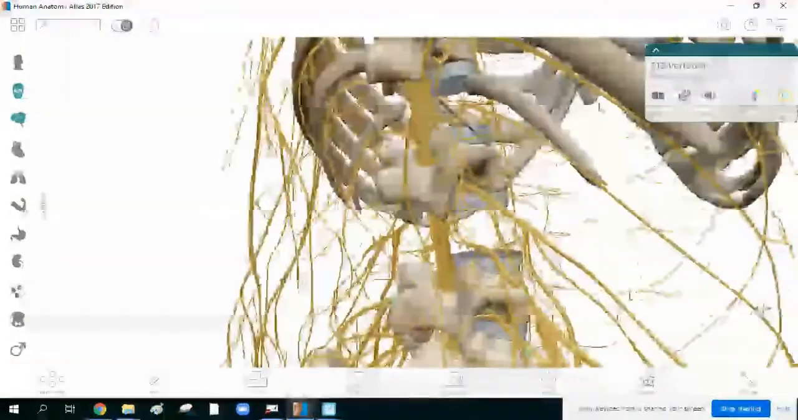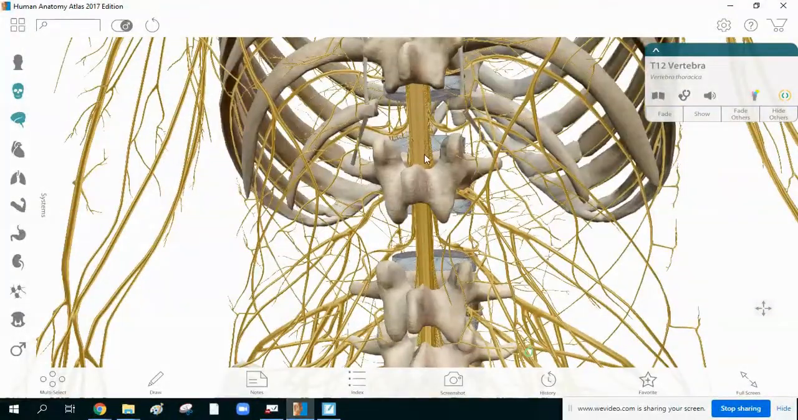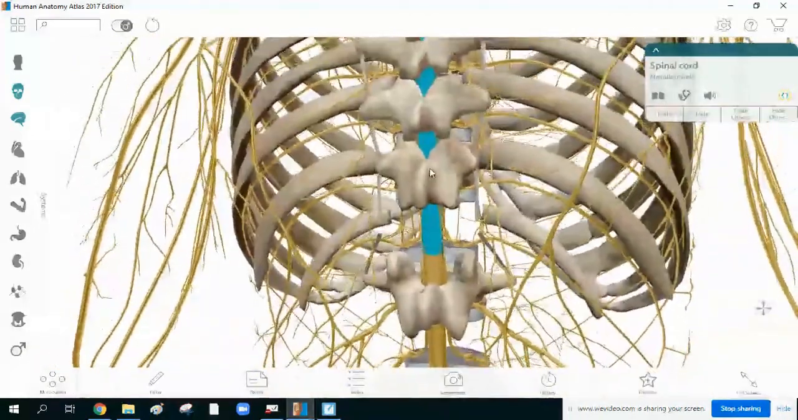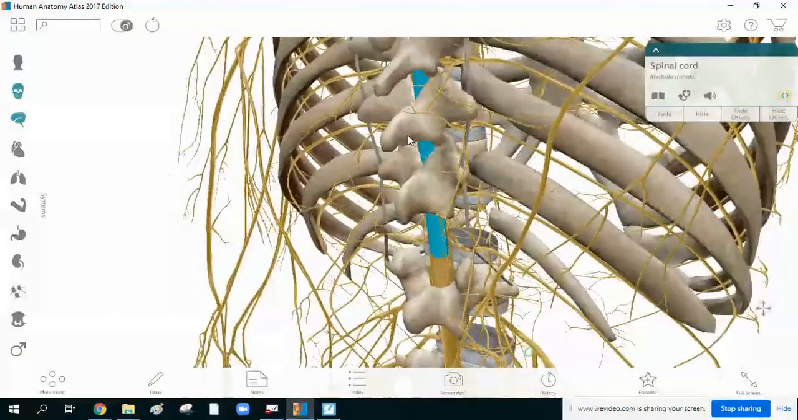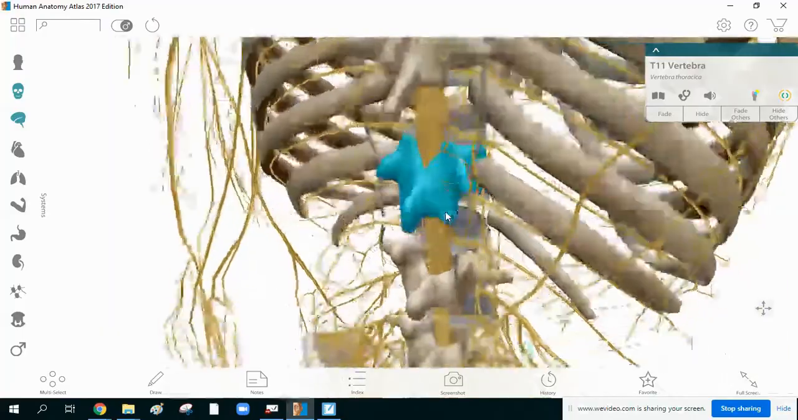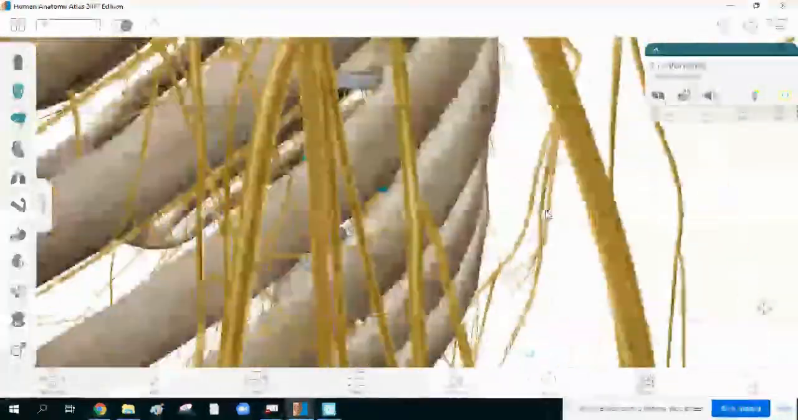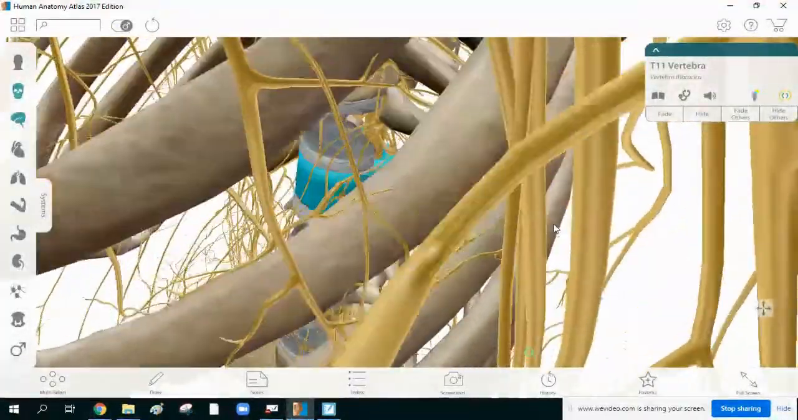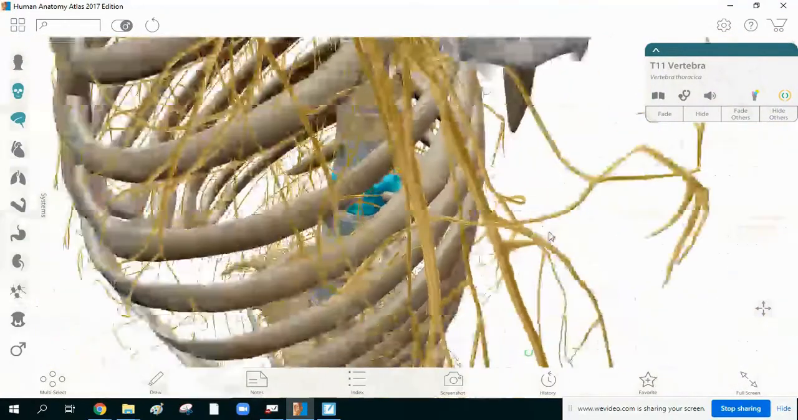All right, you see that yellow structure here? That's the spinal cord. And if we follow it up, we can see that it's actually situated in the hole. Oh, look through there. In the hole of the bone.